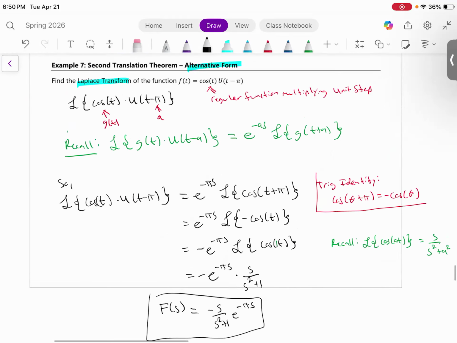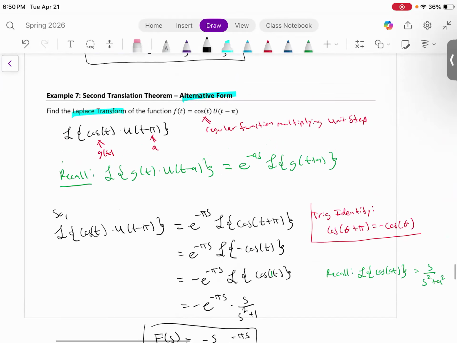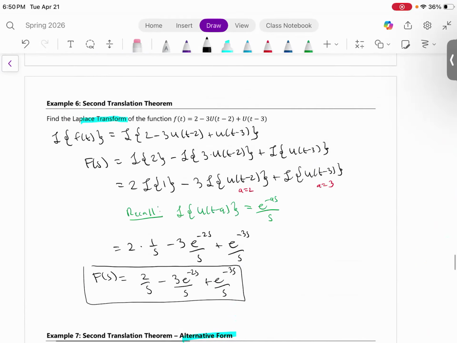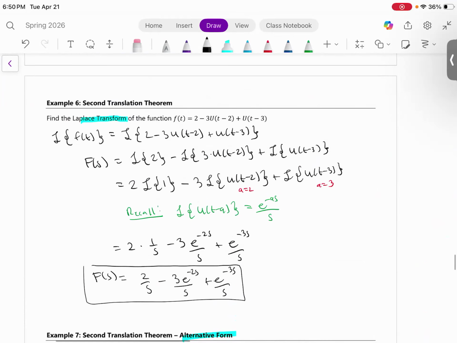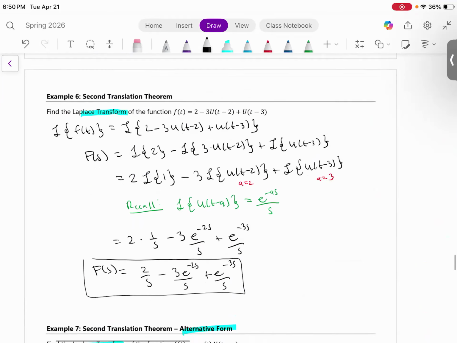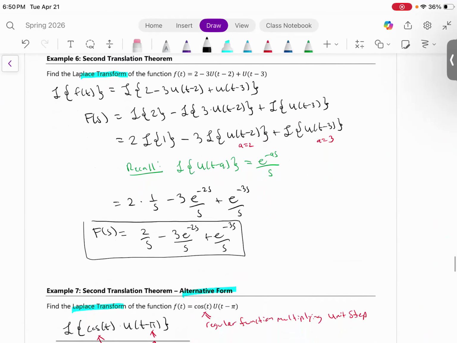Okay, so these are two examples using the second translation theorem alternative form and just using the second translation theorem. And the main idea is just finding the Laplace transform of unit step functions. So that's our goal with these problems.